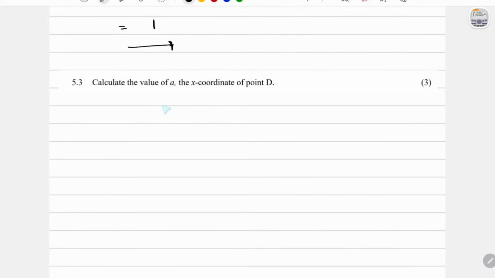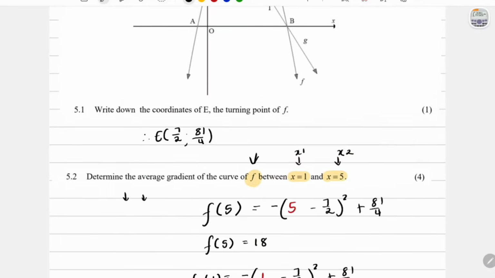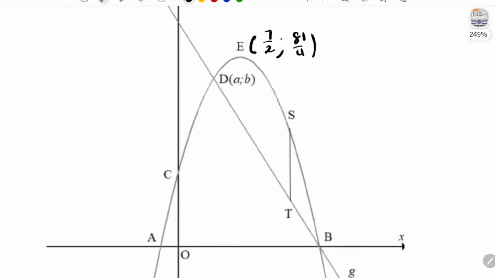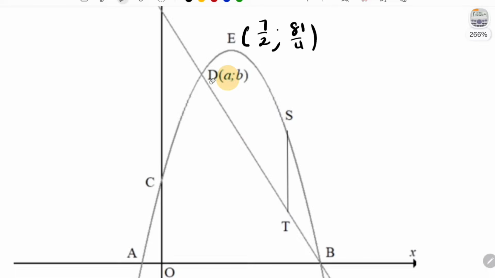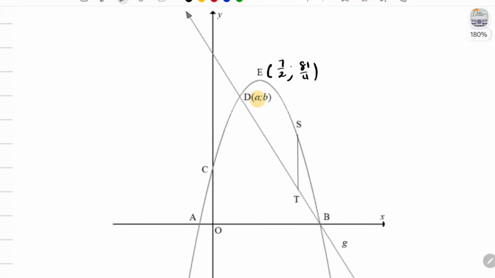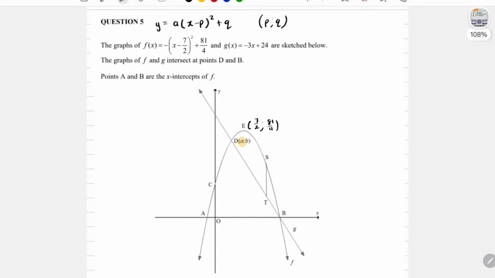The next question, 5.3, says, calculate the value of A, the x coordinate of point D. So they want us to find the value of A, which is the x value of this point. You remember what they told you about this point D? They told us that the graphs of f and g intersect at points D and B. So it's a point of intersection.